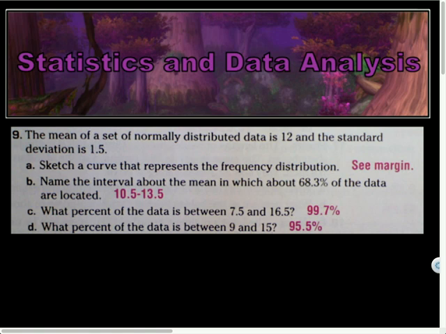Greetings and welcome. We've been talking about normal distribution. We're on page 923, taking a look at the homework. And problem 9 says the mean of a set of normally distributed data.